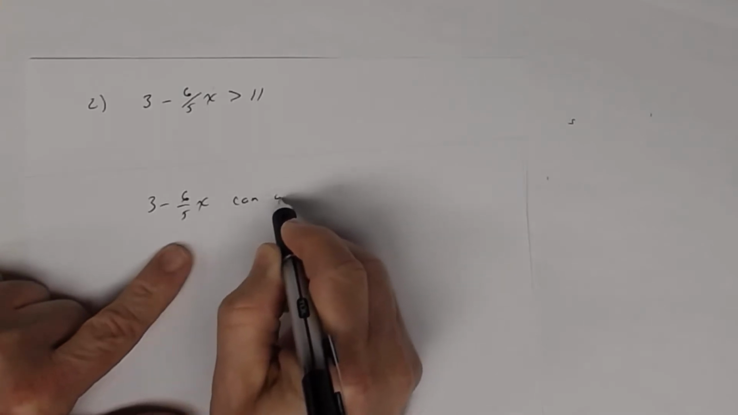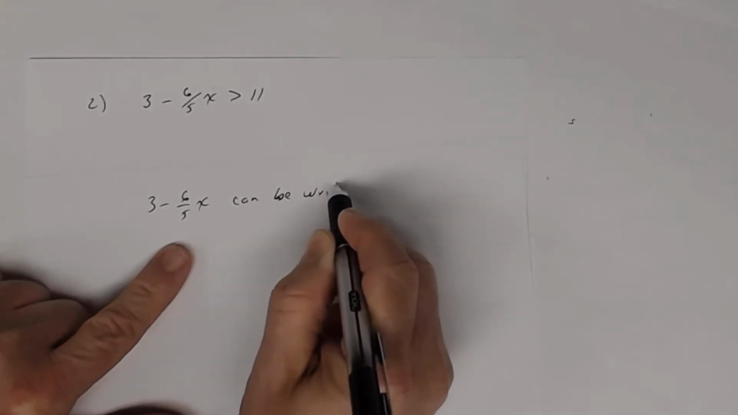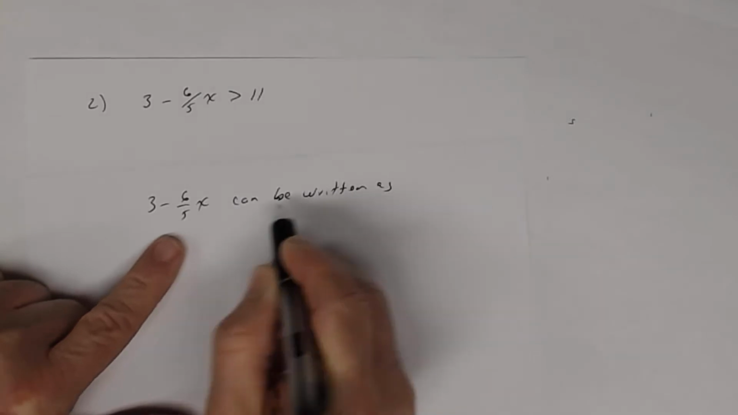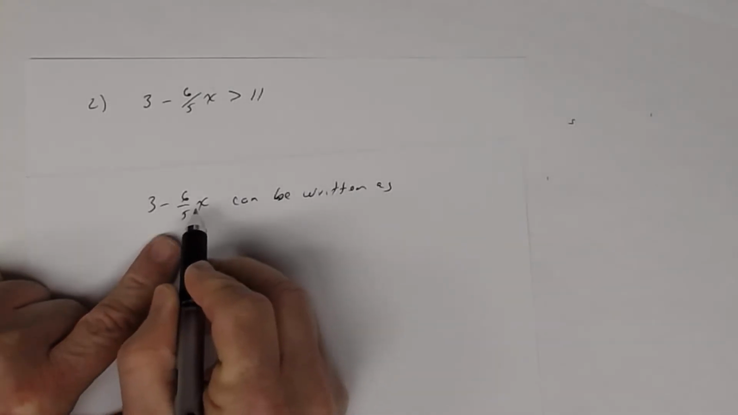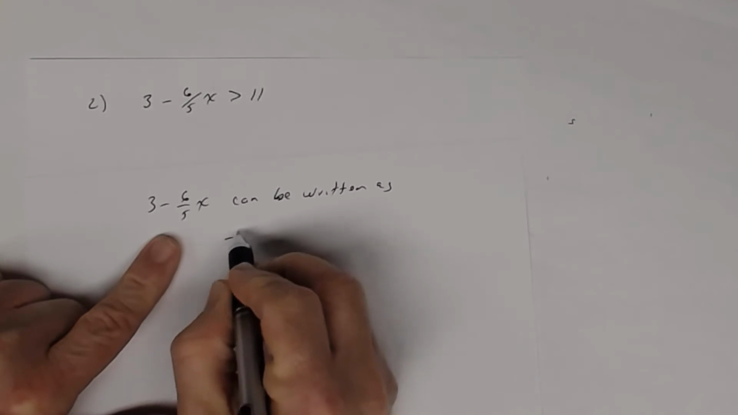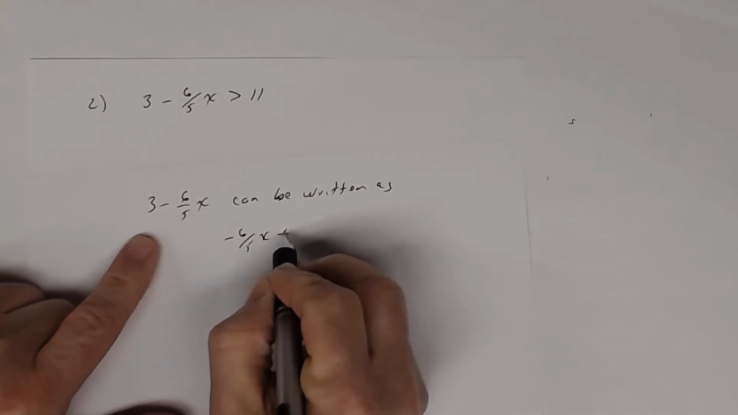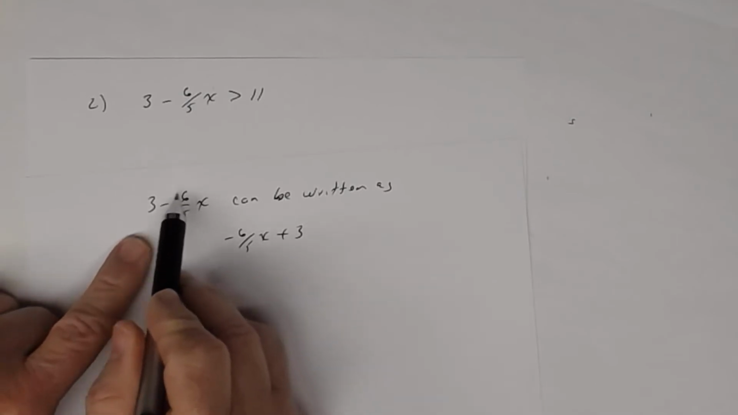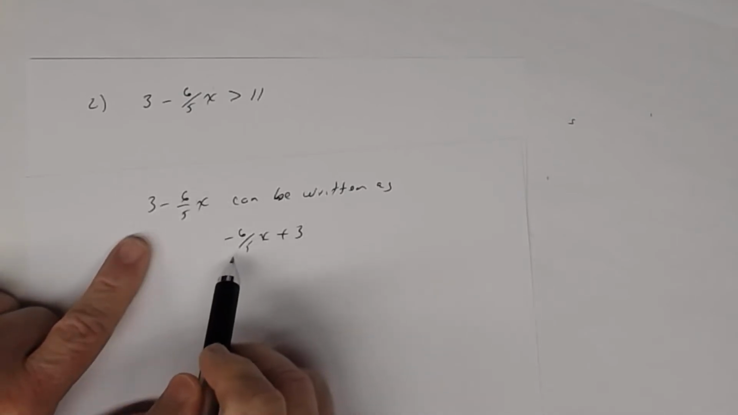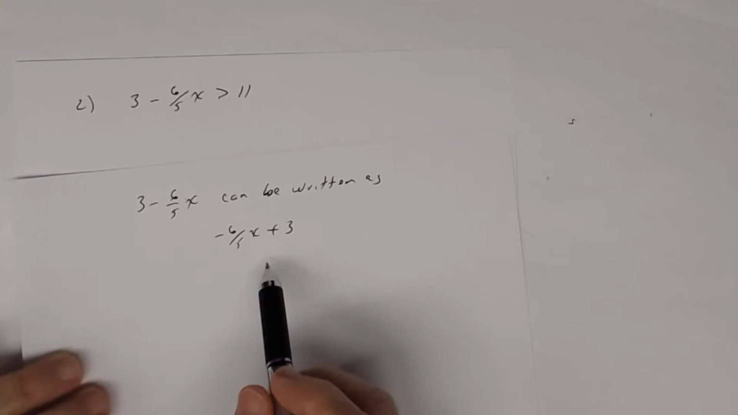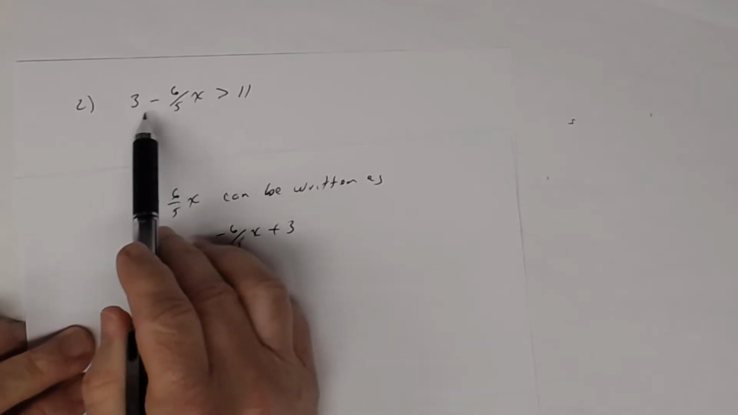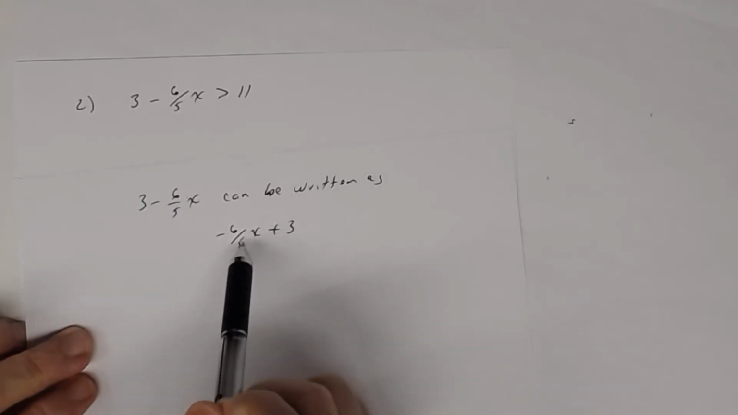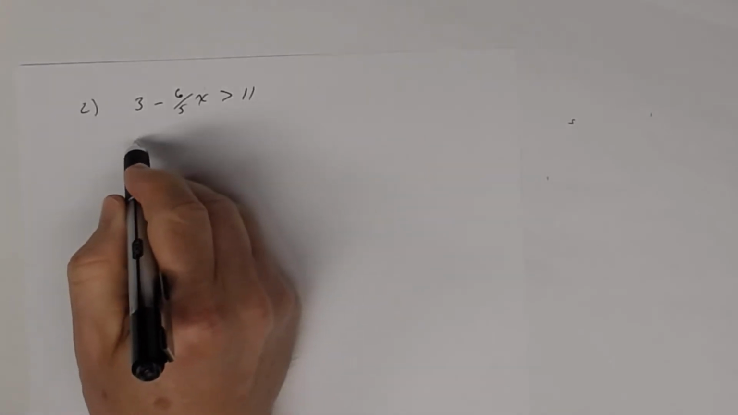So this can be written as, I can put the x term first, but remember that's a negative 6/5 x. So negative 6/5 x and then plus 3. So that's a positive 3. So this right here is the same as this. Okay? And so some students prefer to think of this this way, and that's fine. So if you want to rewrite it, you can.